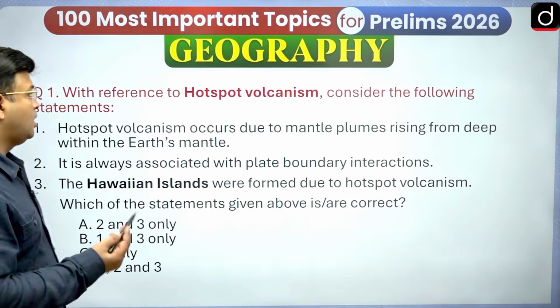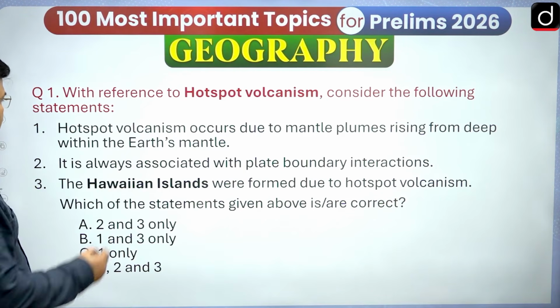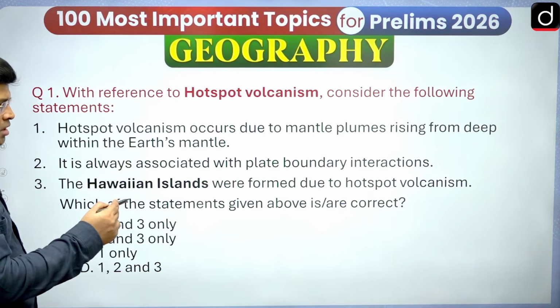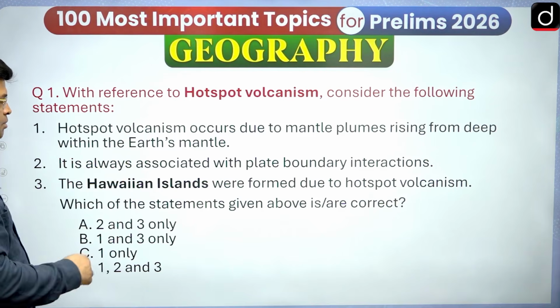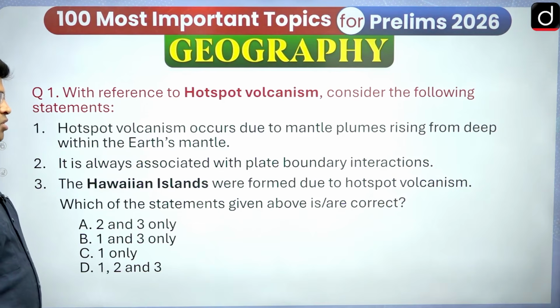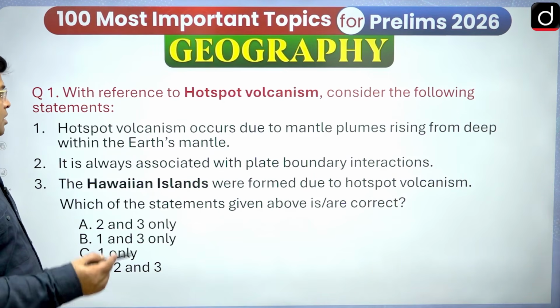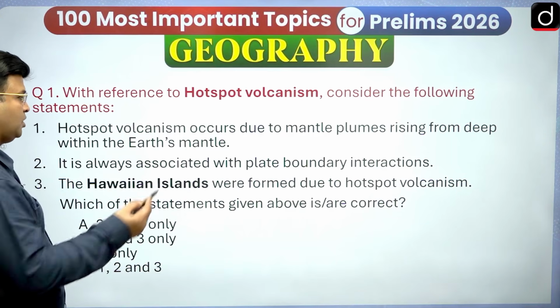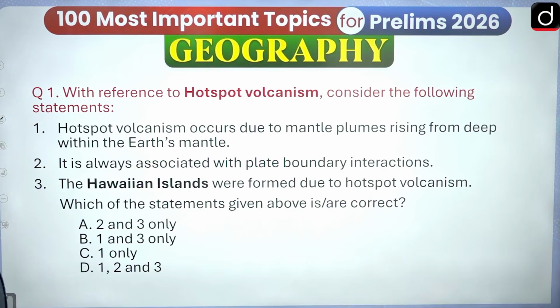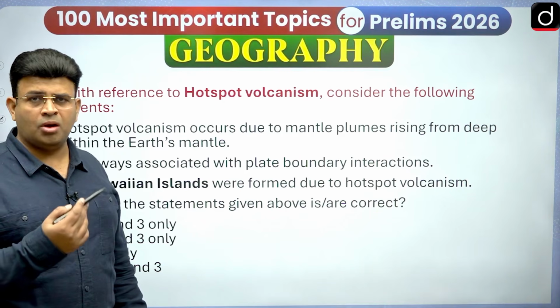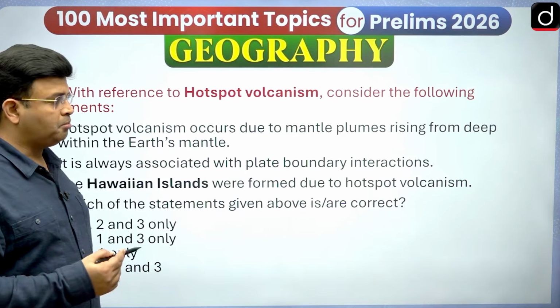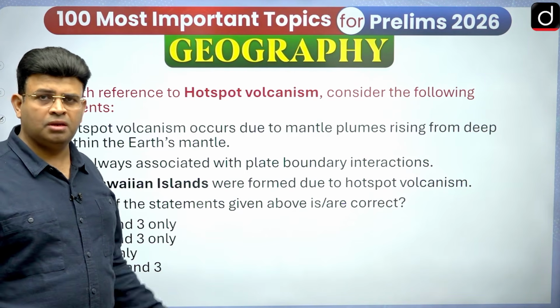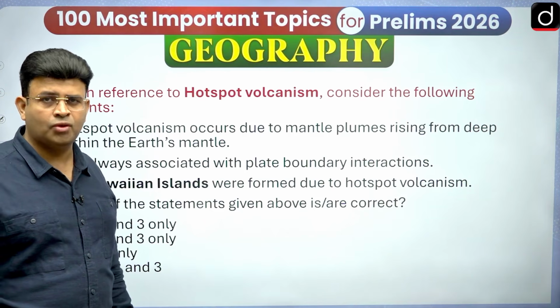Is it okay? Here, on hotspot volcanism, consider the following. First, hotspot volcanism occurs due to mantle plumes rising from deep within the Earth's mantle. You have to see whether it is right or wrong. Second statement: it is always associated with plate boundary interaction. Say whether it is right or wrong. Another: the Hawaiian Islands were formed due to hotspot volcanism. So see how many statements are correct, and please answer in the comment box, and I will answer it in the 4th episode.